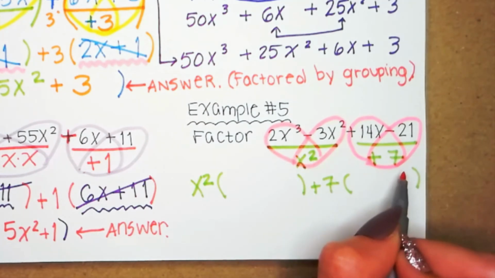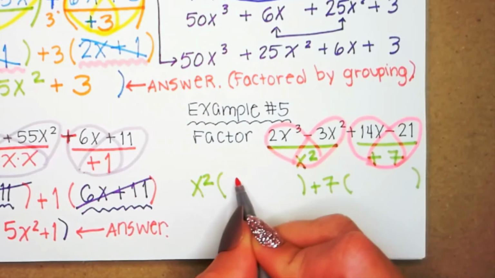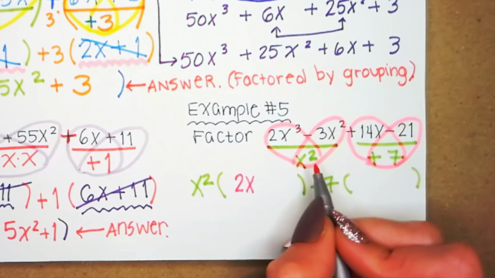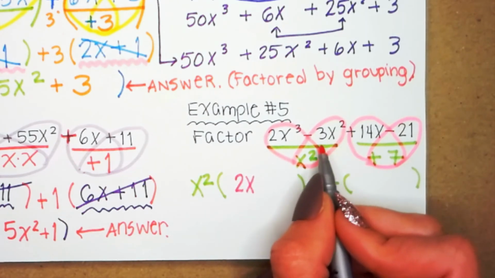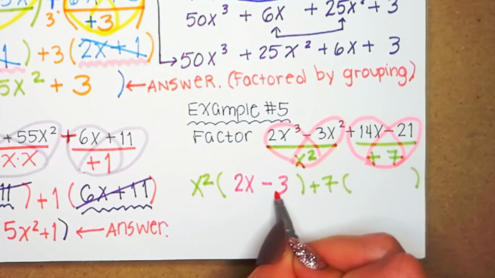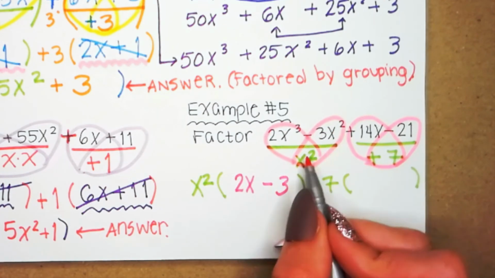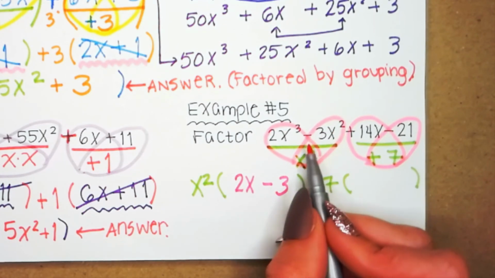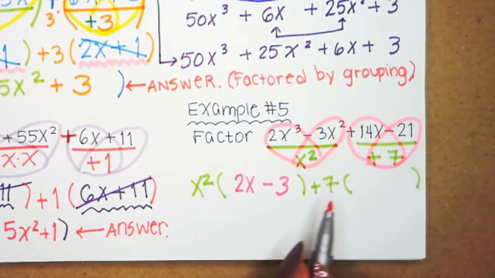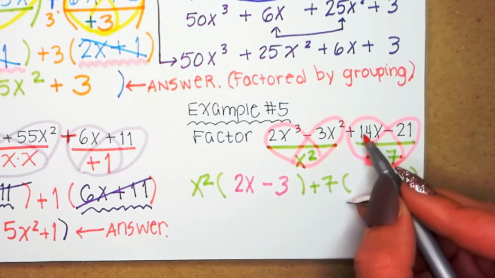What goes inside? 2x to the third divided by x², 2x. 3x² divided by 3x. Negative 3x² divided by x² is negative 3. The signs matter. That's what I was warning about. You really need to know your rules for positives and negatives very well, because right now we've only seen very simple examples, but they do get way more complicated.